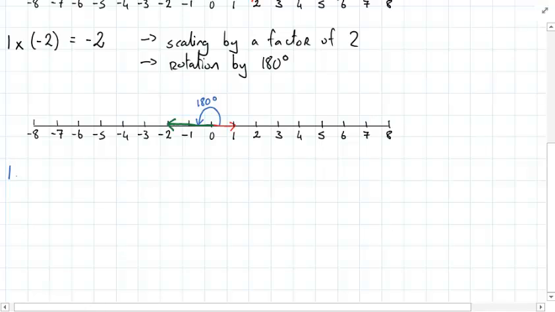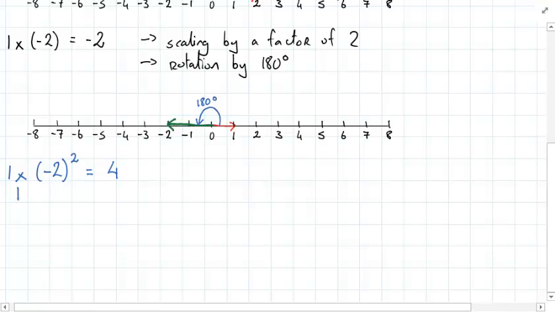So I'm going to look at what happens when I take 1 and multiply it by -2 twice, or in other words, 1 multiplied by -2 squared. Now again, if I go to my calculator or just do it in my head, I know that my answer to this is going to be 4. But can I understand this in the sense of a scaling and a rotation? Well, I can very easily.